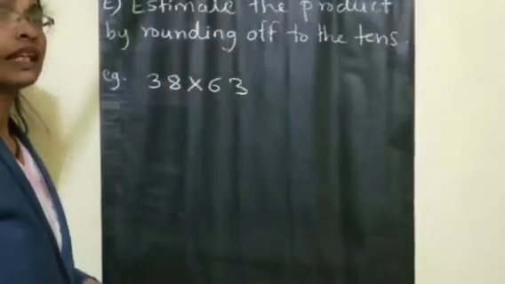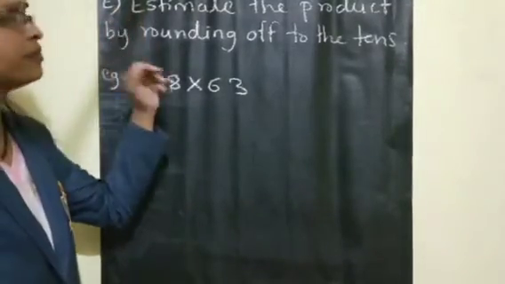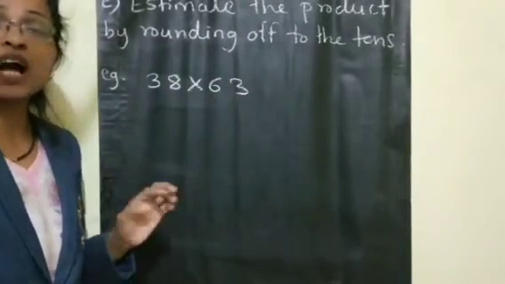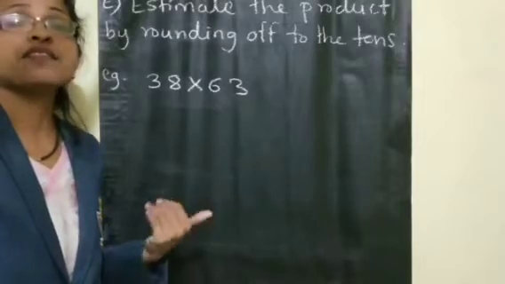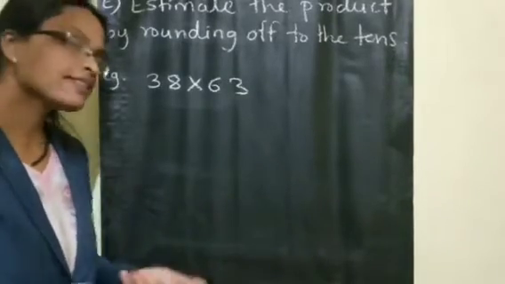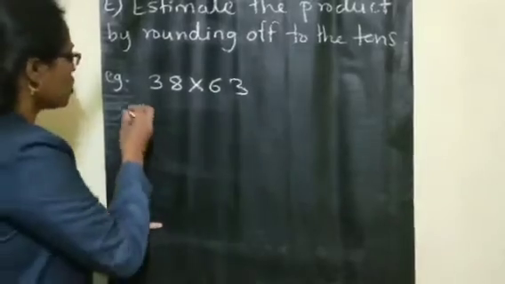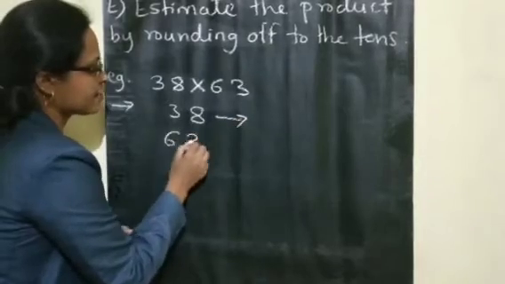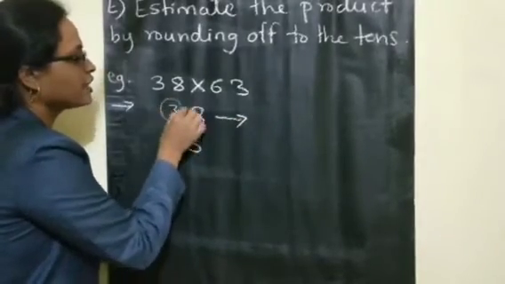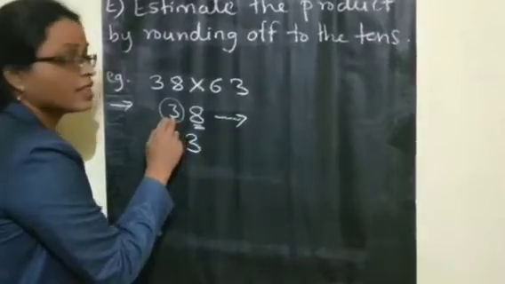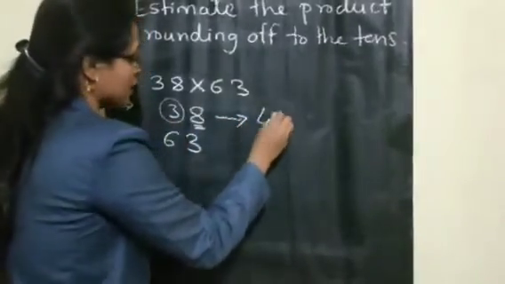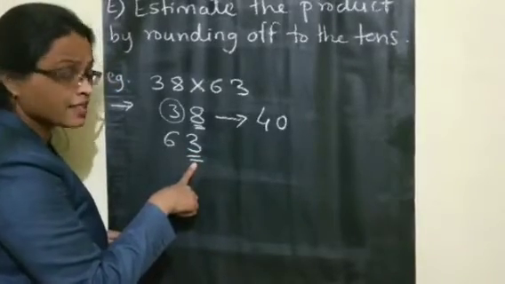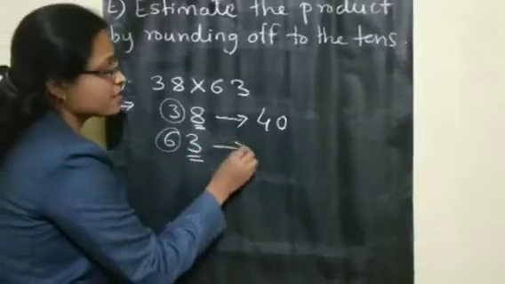If it is a multiplication sign, then you have to do the multiplication. Okay. Now here is the next problem, E part. Estimate the product by rounding off to the tens. It means we have to round off for the tens place and find out the product. Product means multiplication. So let us solve. 38 and 63. So observe the ones place, round off for the tens. 8 is more than 5, so 30 will become 40. And here in the ones place the number is 3. 3 is less than 5. So 60 will remain as 60.